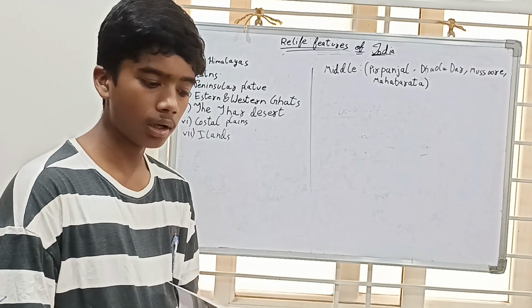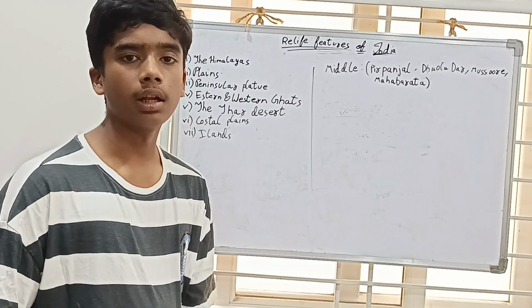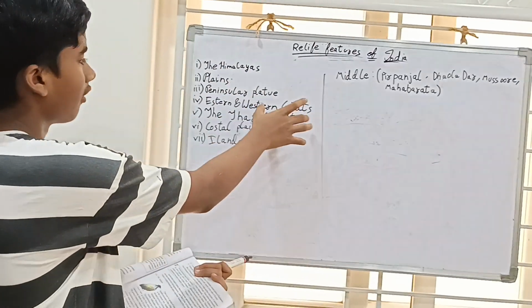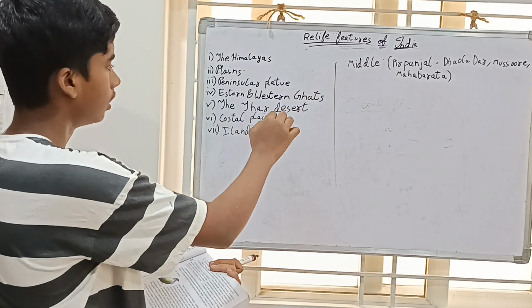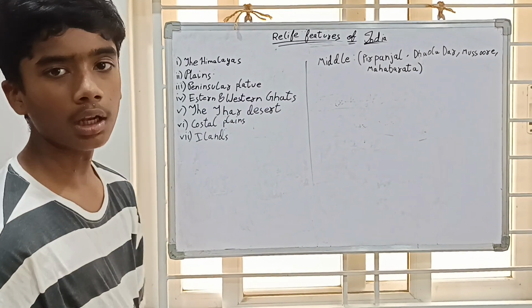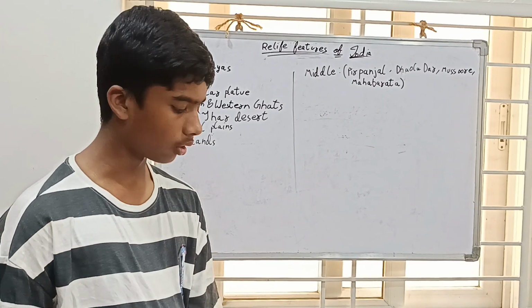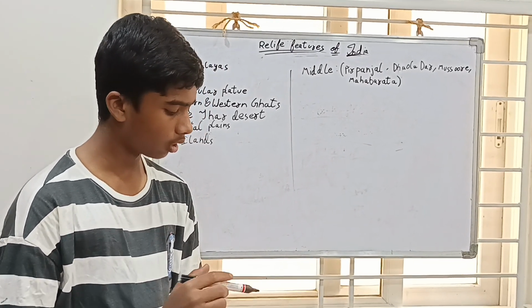They might ask a few diagrams also, in which they'll ask you to draw the Peninsular Plateau, the Eastern and Western Ghats, and they'll ask you to point a dot where the Thar Desert is supposed to be located. Now let's go on to Thar Desert.